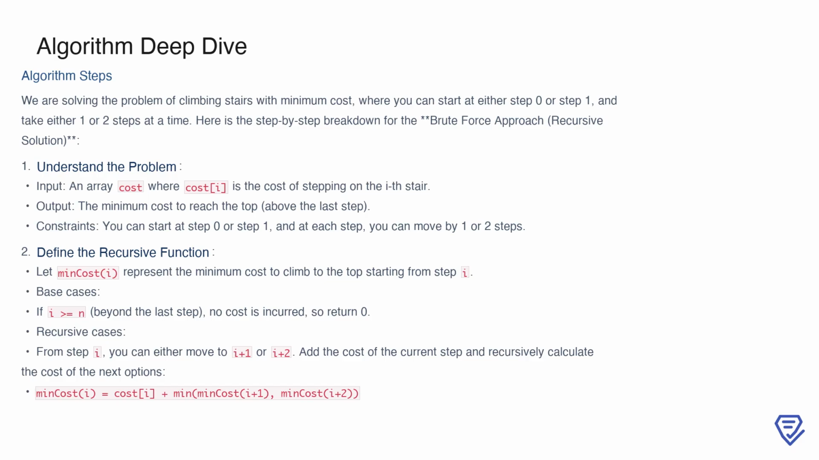To tackle this using a brute force approach, we define a recursive function minCost(i) that calculates the minimum cost to climb to the top starting from any given step i. If you're beyond the last step, no cost is incurred, making it a base case that returns 0. For all other steps, the function calculates the cost of stepping on the current stair, then recursively evaluates the two possible paths forward, one step or two steps. By taking the minimum of these two options, we compute the total cost for each starting point. This forms the foundation of the brute force approach.